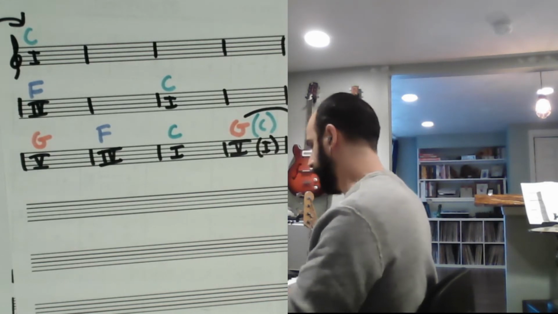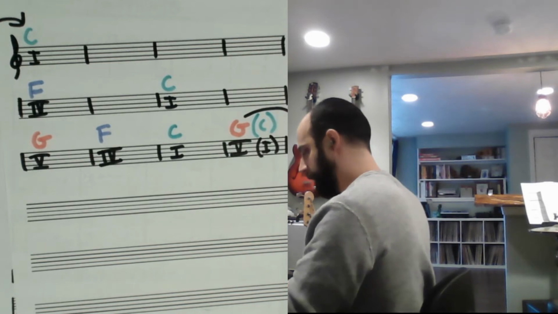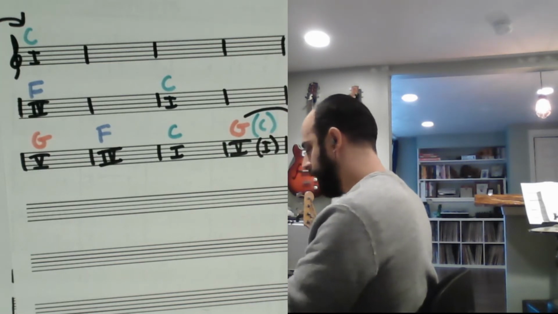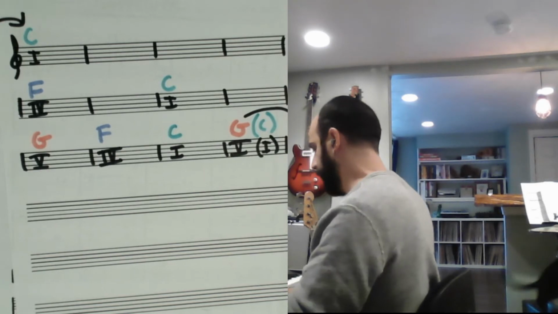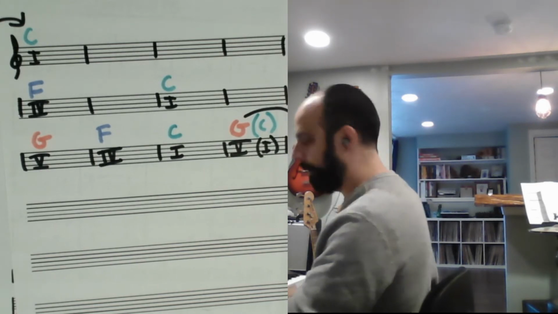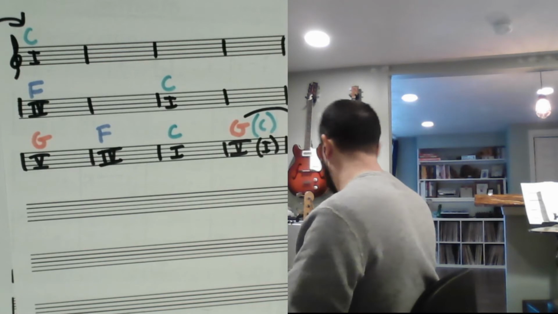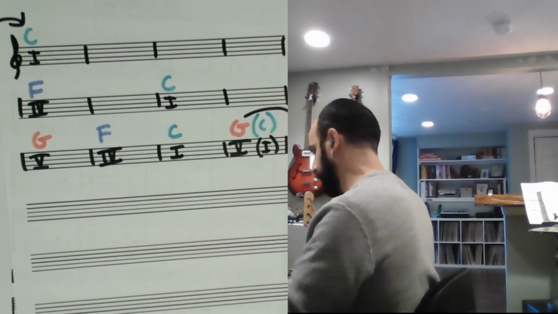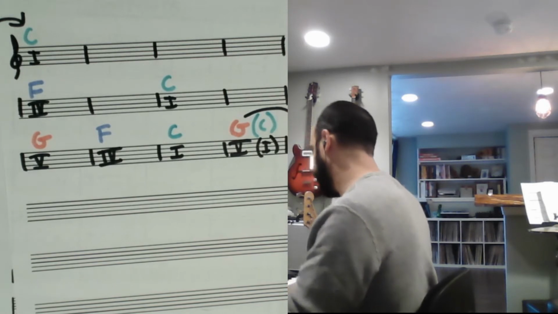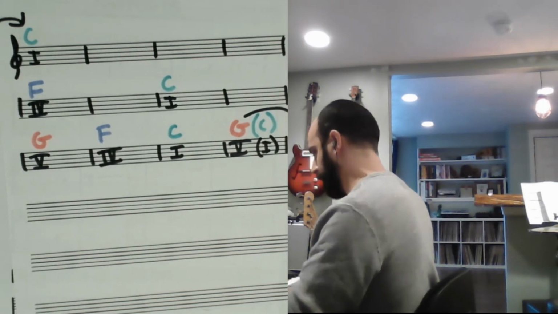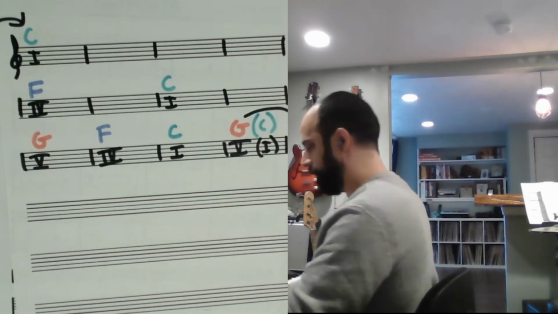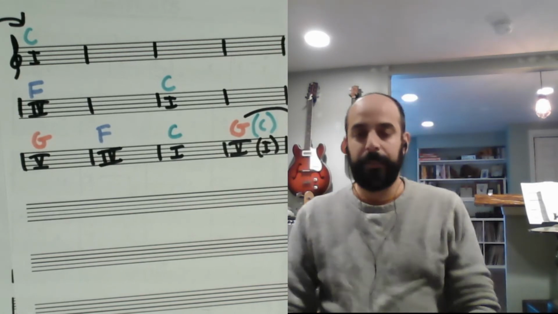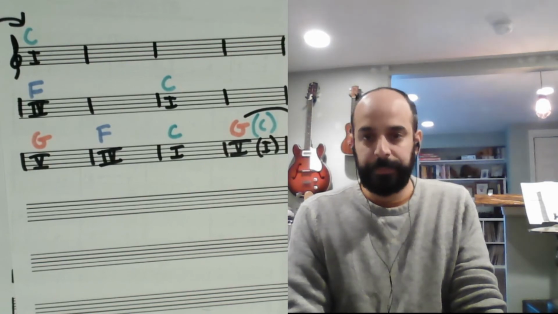F chord, back to C, G, F, C, turnaround chord, back to 1. And we're back to the top. There's a 12-bar blues. Okay?